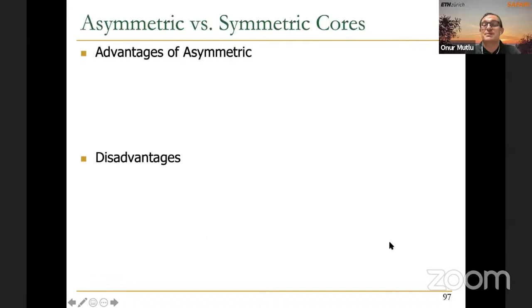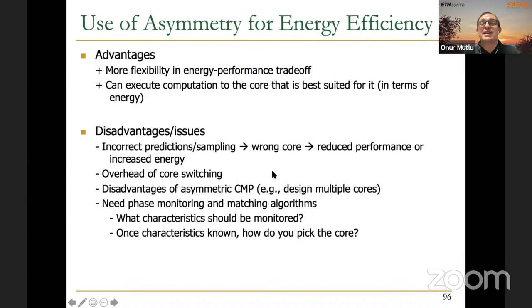If you see, for example, a similar instruction mix, you can say, oh, I'm in the same phase as before. If you're executing the same instructions, for example, if you look at the program counters and summarize them using a hash function, if in a later phase you see that you're executing similar program counters because the hashed values are very similar, you can say, I'm going to execute that same phase. So let me use the same core that I believe was good last time for this phase.